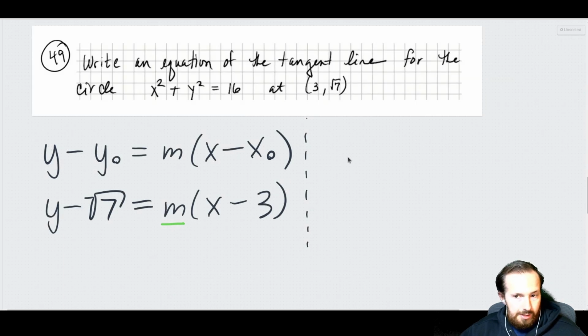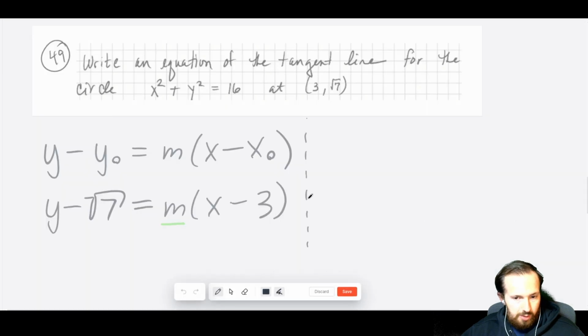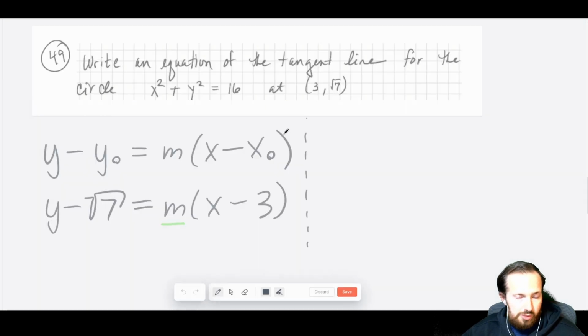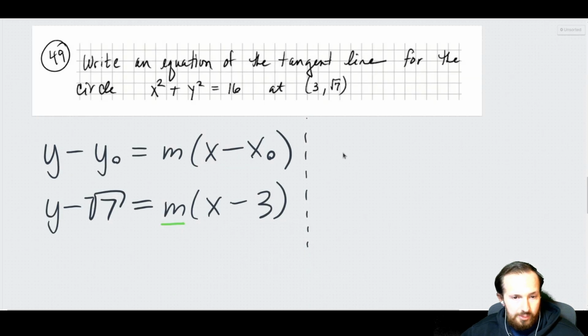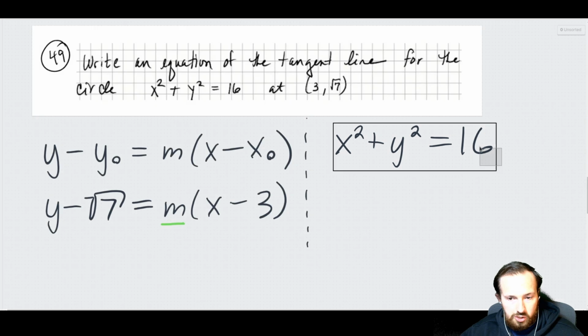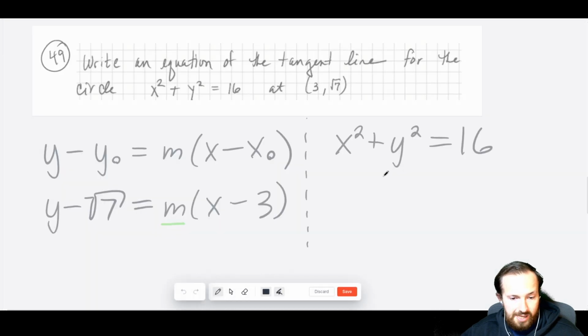There is where the implicit differentiation comes in rather than the normal derivative. But again, we still take the derivative of our equation and plug in this point to find the slope at that point. So the derivative still means the same thing. It's just we need to find it with implicit differentiation instead. So how do we do that? Remember, we're dealing with x squared plus y squared equals 16. That's our equation. And in order to take the derivative, we need to implicitly differentiate both sides.